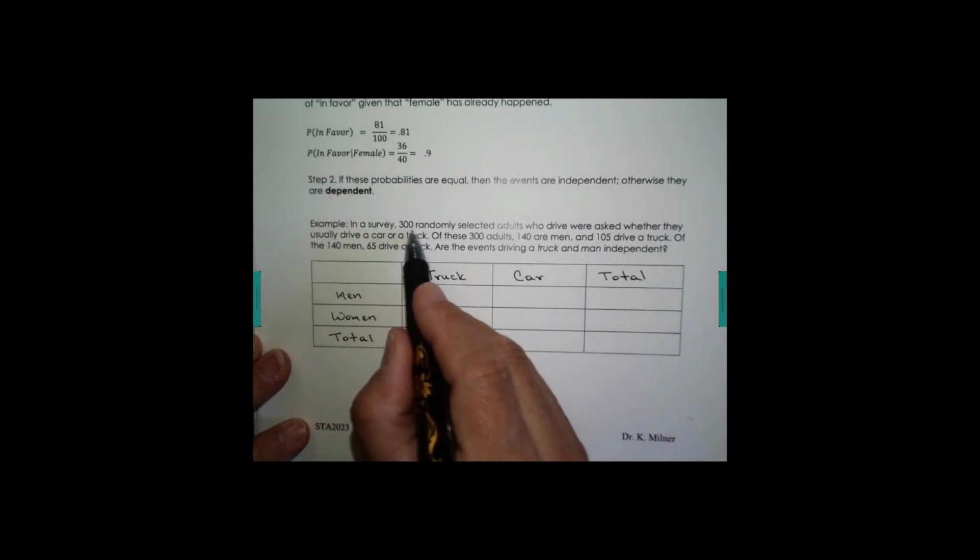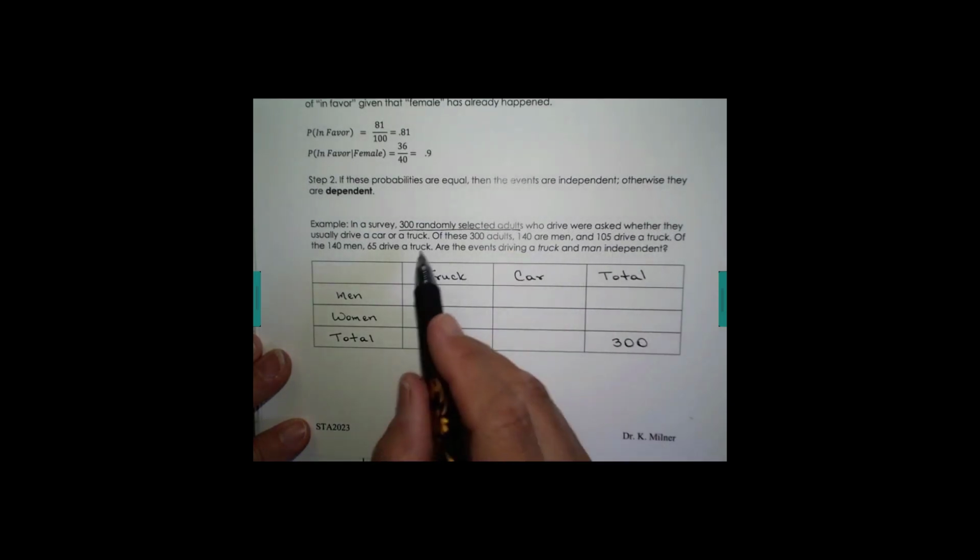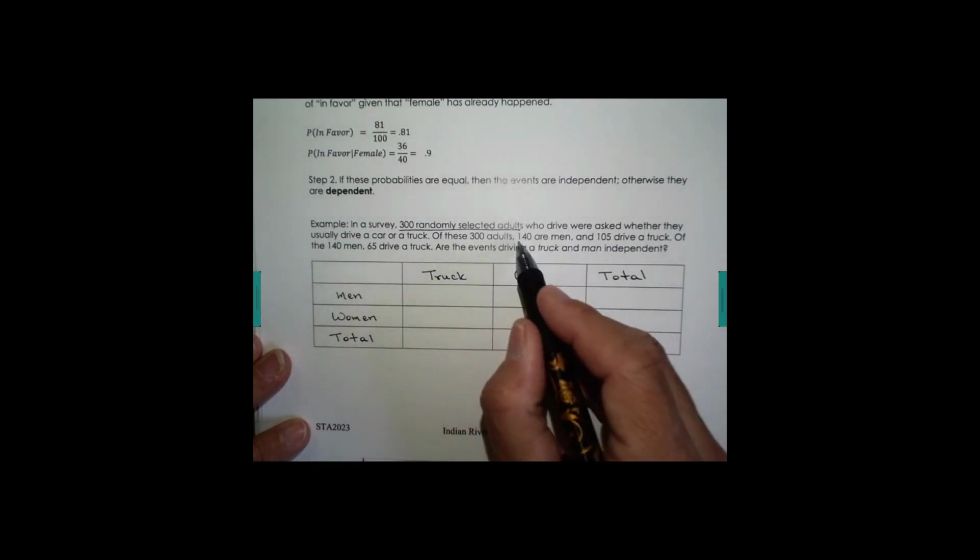I start with my totals, and then I look at the numbers I've been given, and it says in a survey, 300 randomly selected adults. That is my total that I've been given. That's the total of everything. And then it says, of the 300 adults, 140 are men. So that's a complete thought by itself. 140 men. Where's the total men? It would be over here. And 105 drive a truck.